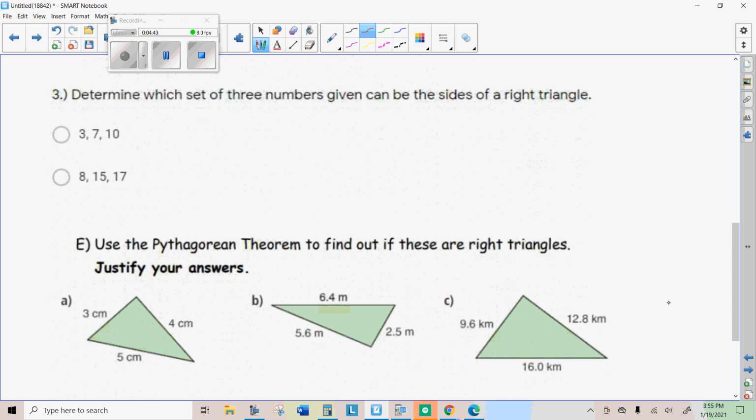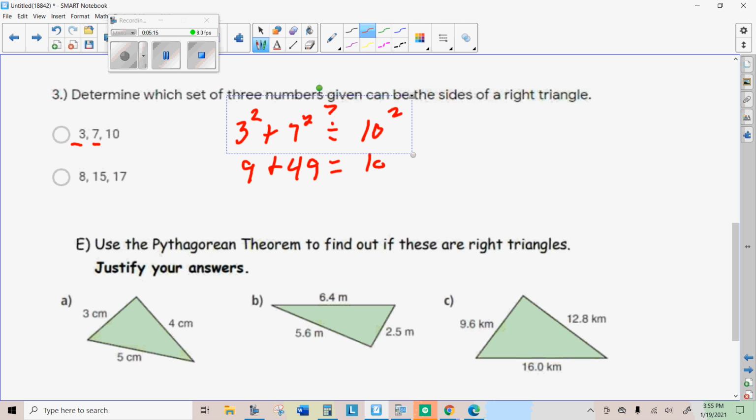Okay, on number 3 it says determine which set of 3 numbers given can be the sides of a right triangle. If they're the sides of a right triangle, then a squared plus b squared will equal c squared. Now the two smaller numbers will always be your a and b. So we would have to do 3 squared plus 7 squared and see if it equals 10 squared. I'm going to put a question mark there because I'm not sure. That's 9 and that's 49 and that's 100. That is not equal. So it's not the first one. Okay, so it must be the second one.